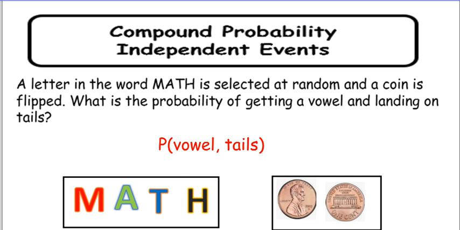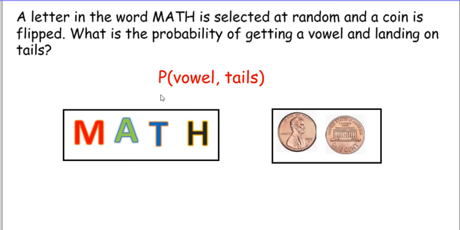We have a letter in the word math selected at random and a coin is flipped. What is the probability of getting a vowel and landing on tails? The notation we would write for that is: find the probability of getting a vowel and then getting tails. This is a compound probability because we have two events. First we're going to pull the vowel. What's the probability of that? And then we're going to calculate the probability of getting tails.